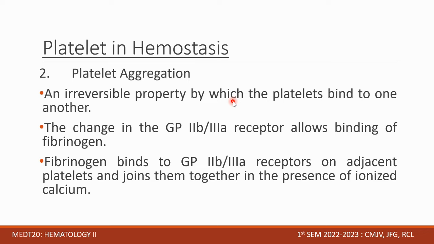Second, we have platelet aggregation. This is an irreversible property by which the platelets bind to one another. So when platelets stick to one another, we call it aggregation. The change in the GP2B3A receptors allows binding of fibrinogen. The fibrinogen binds to the GP2B3A receptors on adjacent platelets and joins them together in the presence of ionized calcium. So that is why fibrinogen is mentioned here.